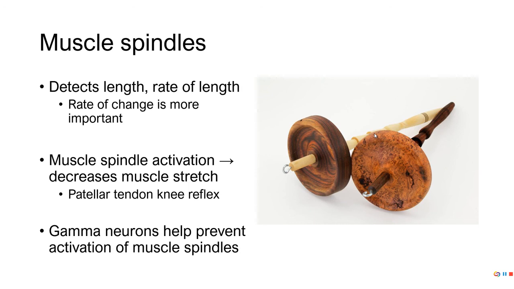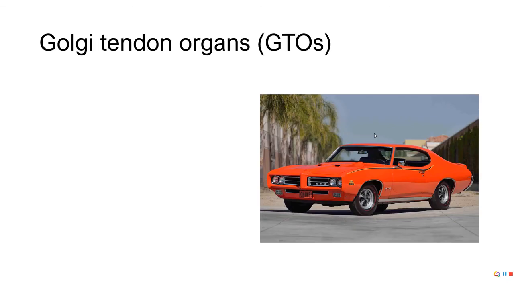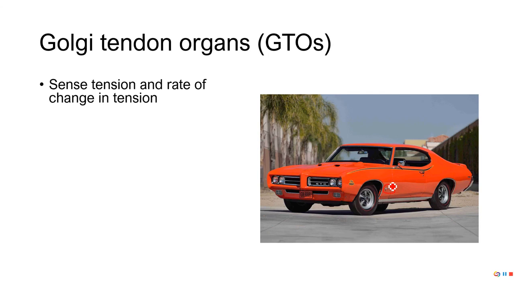Okay, so we really only want these muscle spindles to be activated when we have a high level of stimulus. Now, on the other end of the spectrum, we have something called the Golgi tendon organs, or GTOs. And for those of you that don't know, this is a car called a GTO. That's why it's there. And so these are similar in that they sense tension and rate of change in tension.